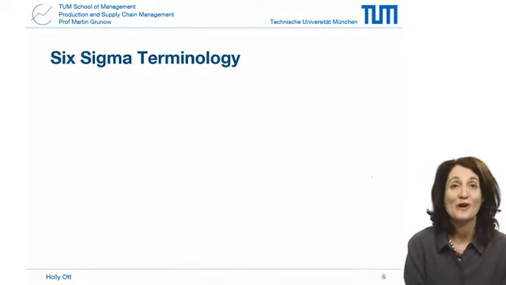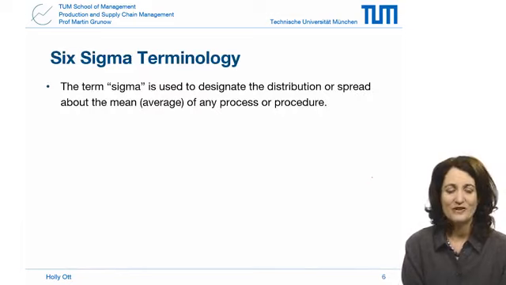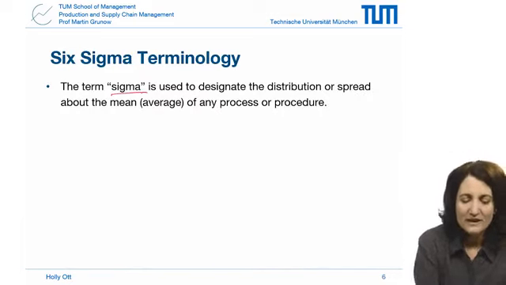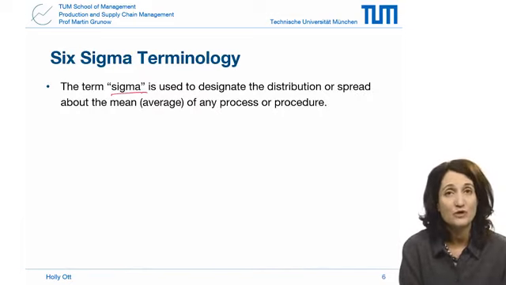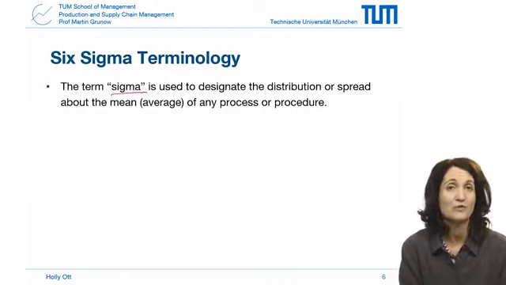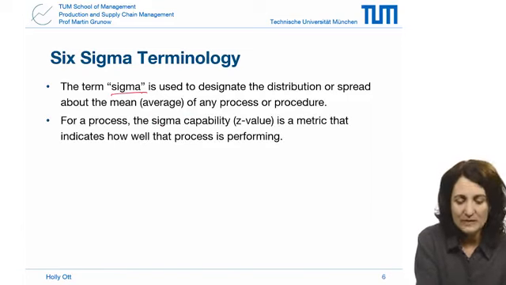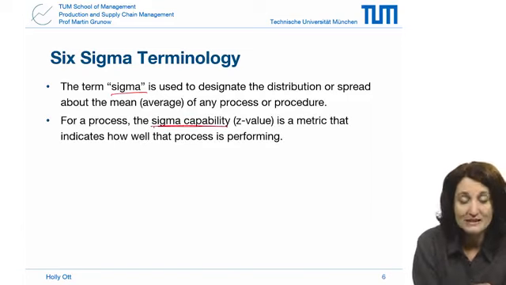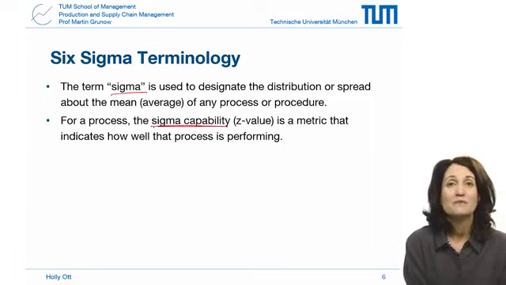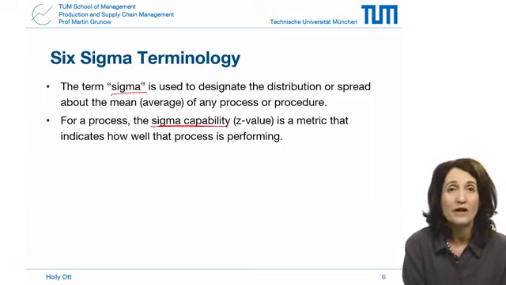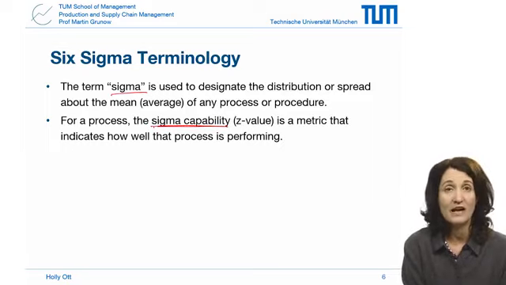Let's look at a few terms from Six Sigma. First of all, the term sigma is used to designate the distribution or spread about the mean, the average of any process or procedure. For a process, the sigma capability, which we'll learn as the Z value, is a metric that indicates how well that process is performing. And we will, as I said, cover that in our lecture on process capability.